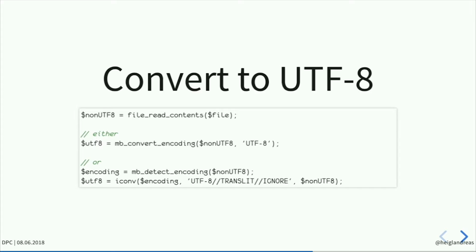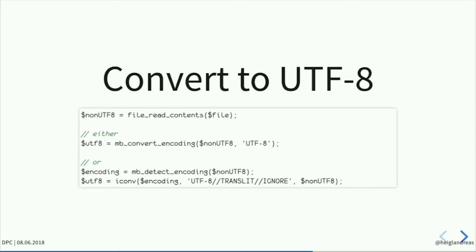And then that gives you the encoding the text is currently in. Then you can use the iconv extension and tell it, here, this text is in this encoding, and I want it in UTF-8, and here is the text. And it will give you the UTF-8 version of the text. It will convert the text to UTF-8.